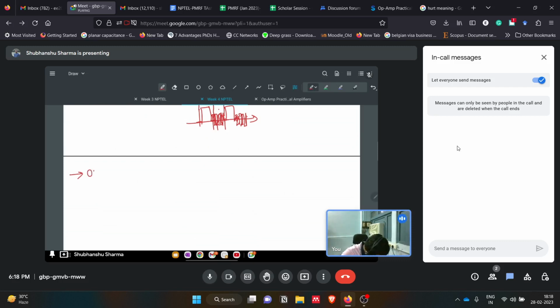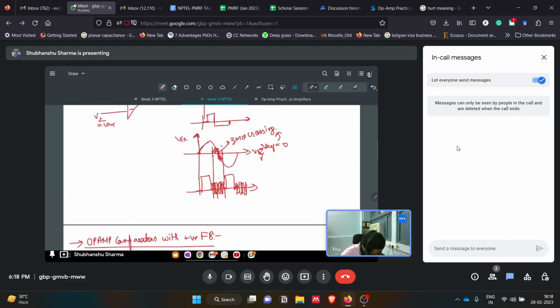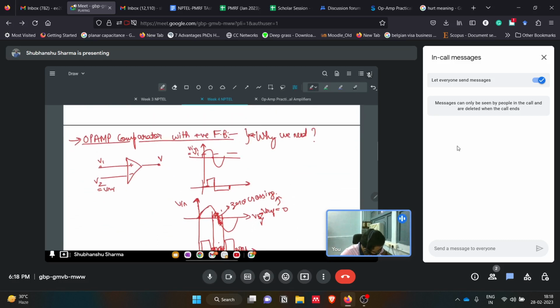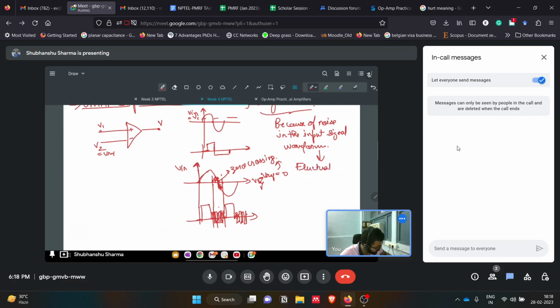We will talk about op amp comparators with positive feedback. This setting we can change by the way of positive feedback. Why do we need this? The answer is because of noise in the input signal waveform, that will lead to fluctuations at the output of the op amp or comparator, and we saw this like this.